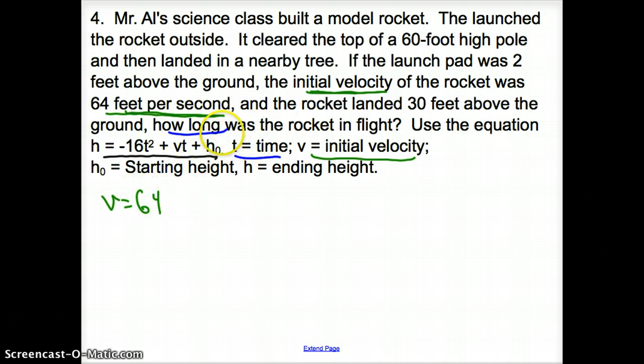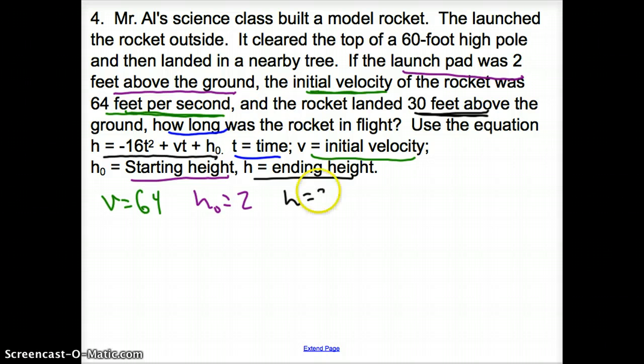What else do I need? What was the starting height? Well, the launch pad was 2 feet above the ground. So is it fair to say that h sub 0 should be 2? And then how about my ending height, my h? Where did it land? It landed in a tree and it was 30 feet above the ground. So h equals 30. So now let's plug all of this into our equation.